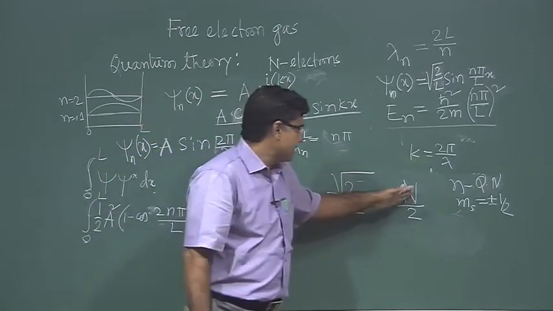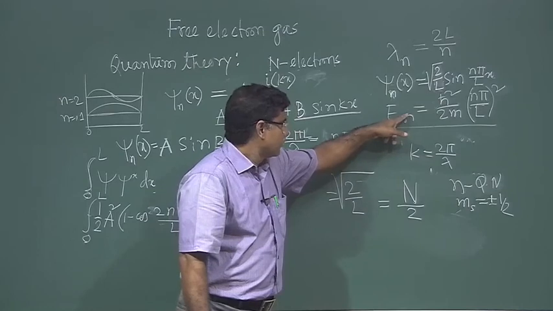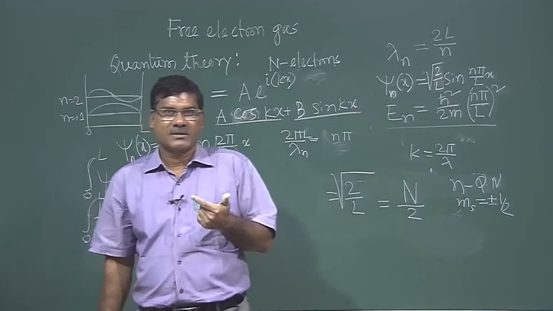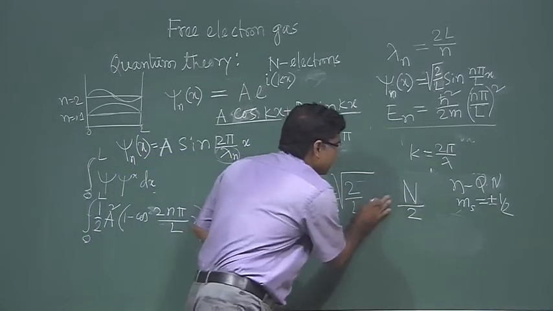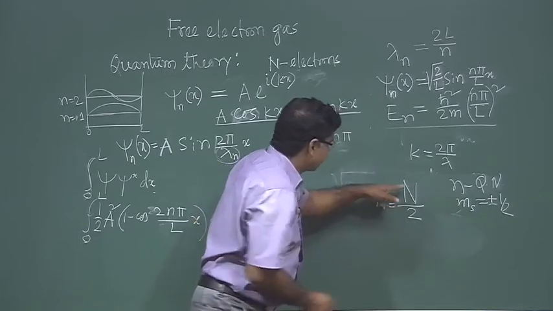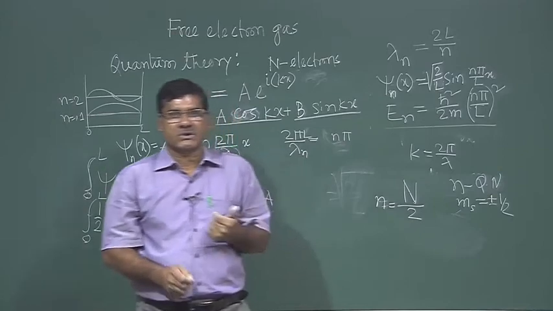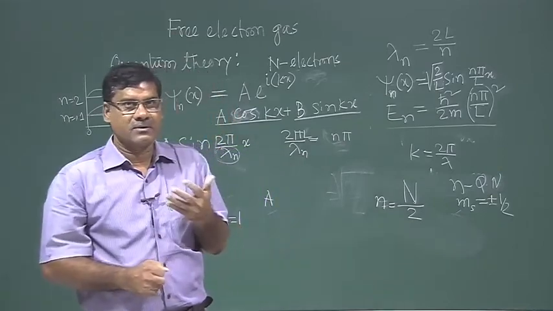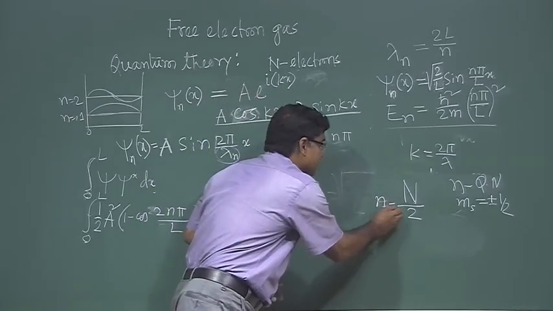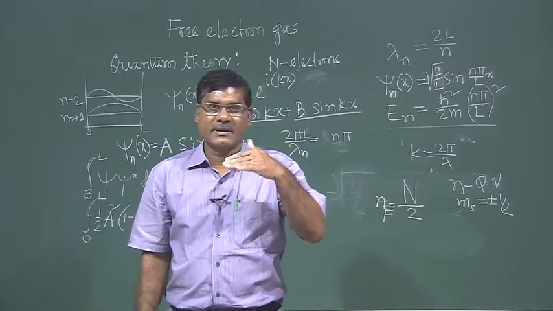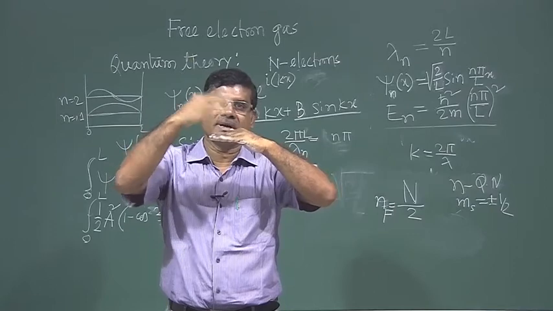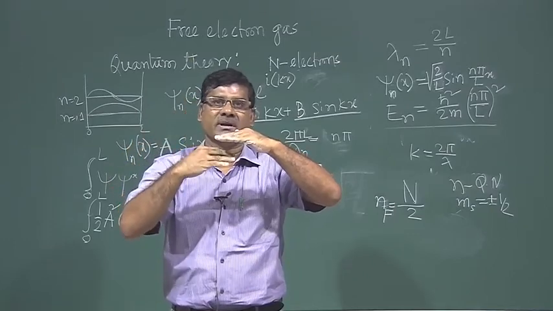So, I need basically capital N by 2 orbitals. So, n equal to N by 2 will be the topmost filled level. That is what we generally call the Fermi level, which we write as nF. That is the topmost filled level, the Fermi level. Above that level is completely empty, and below that level is completely filled up.